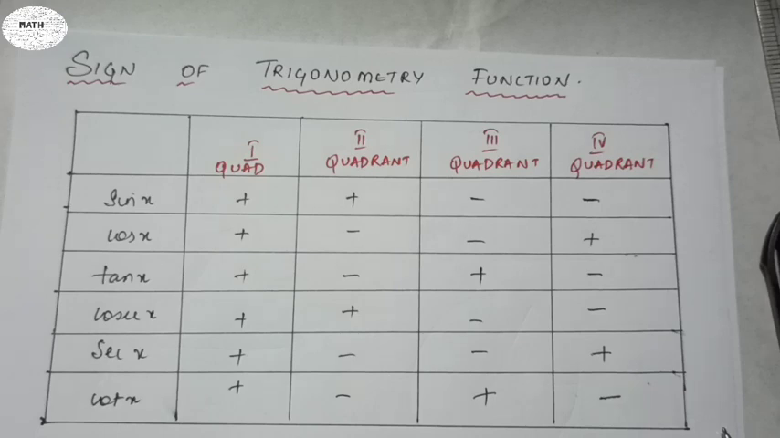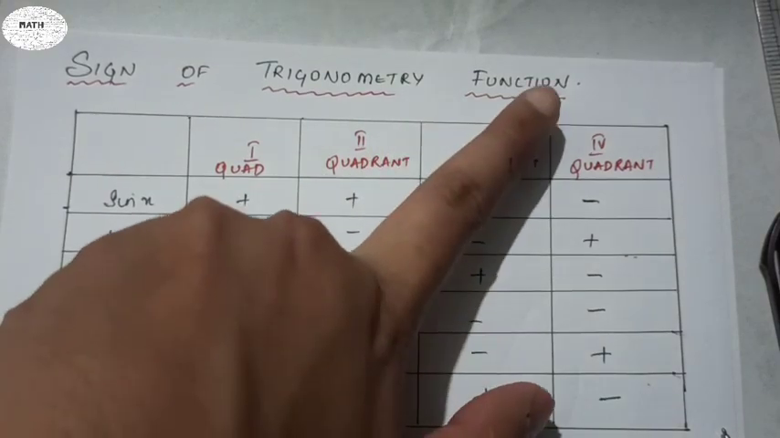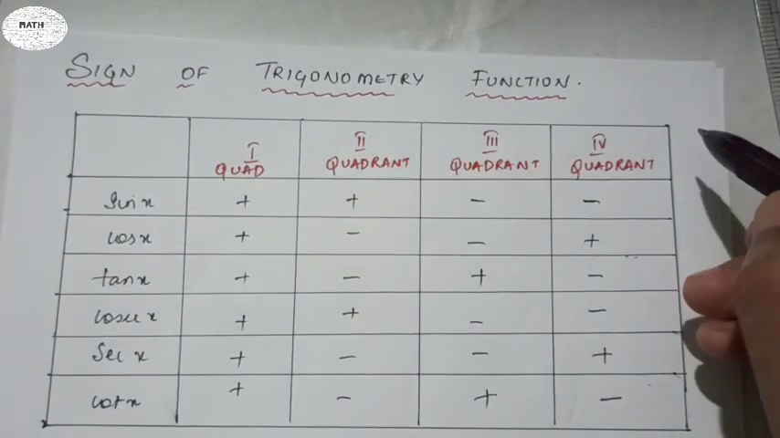The definition and all, you can just go through your textbook, but I'm just trying to make it very clear by drawing a table over there. So it's given there: first quadrant, second quadrant, third quadrant, fourth quadrant. I hope you know what a quadrant is, right? If you don't, just look over here.